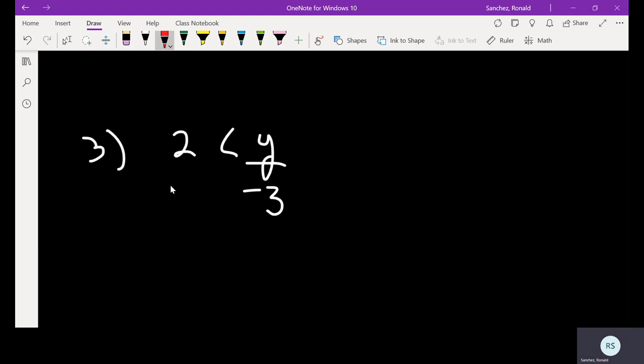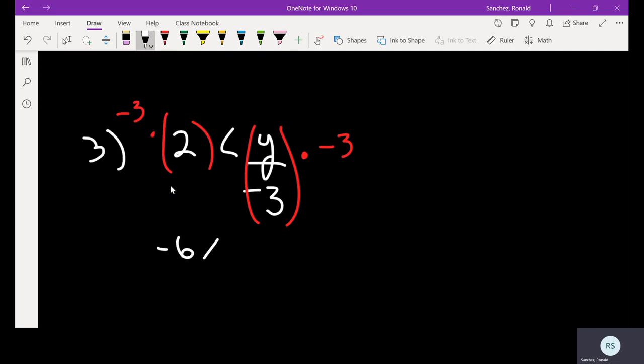Well, let's see. We're going to use the same inverse operation, but now we're going to multiply by -3. The opposite of dividing by -3 is to multiply by -3. So times -3. And we get -3 times 2 is -6. That is less than or equal to y. But here's the problem. Because I multiplied by a negative number, I need to flip the sign.